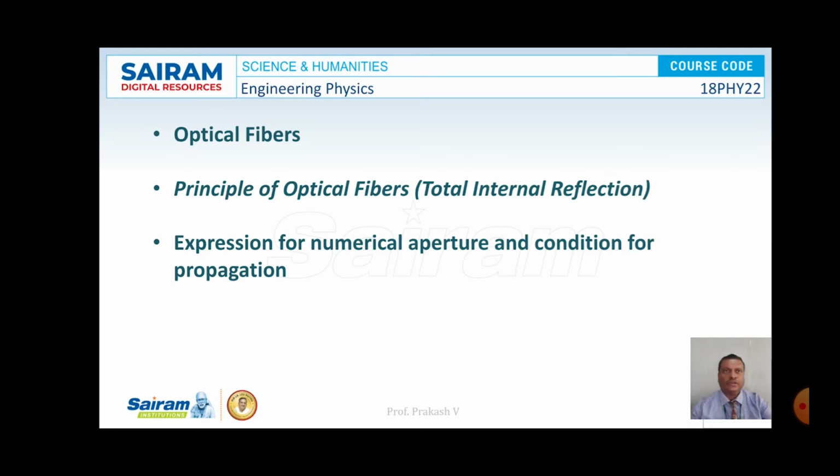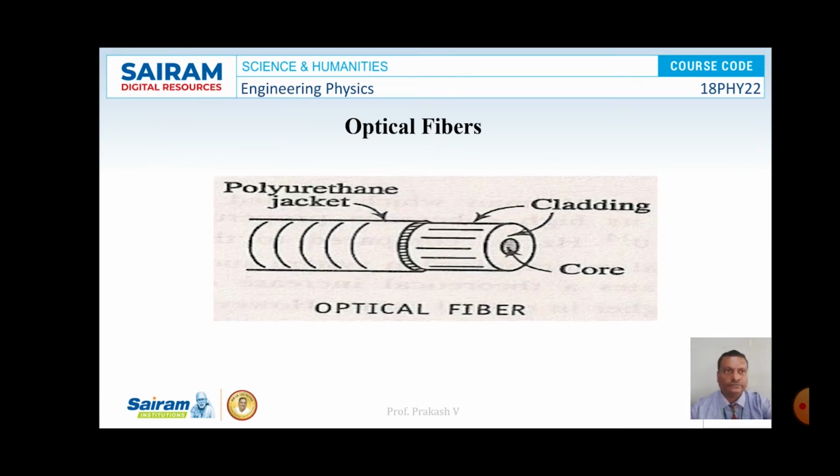Now what is an optical fiber? Optical fibers are transparent dielectrics. The schematic diagram of an optical fiber is shown here. It consists of three parts: one is the core, another is the cladding, and the polyurethane jacket enclosing the fiber. The core is the central part and the cladding is encasing it, in the form of a cylindrical shape.